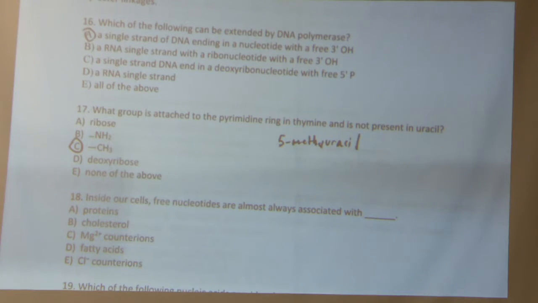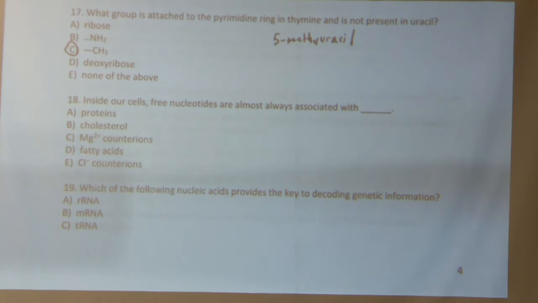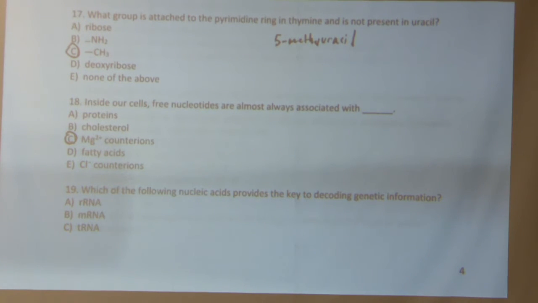Any questions? No? Cool. Moving on. Number 18. Inside our cells, free nucleotides are almost always associated with magnesium. That is correct. So what does magnesium do to the ability to grow a DNA strand? It stabilizes. How many magnesium ions are there to stabilize the DNA strand? 2. And what are they attached to? The phosphate, which is going to be coordinated inside the magnesium.